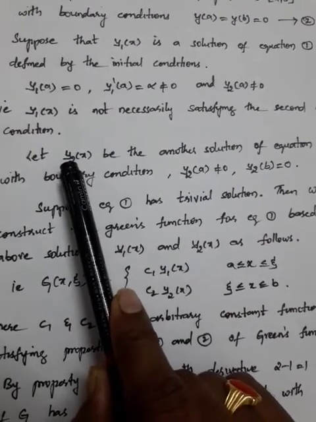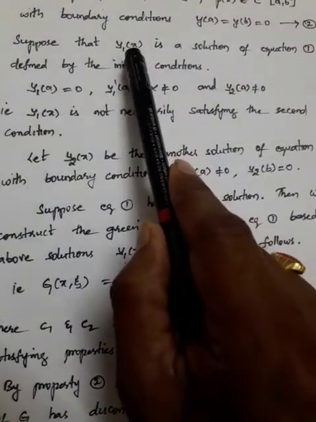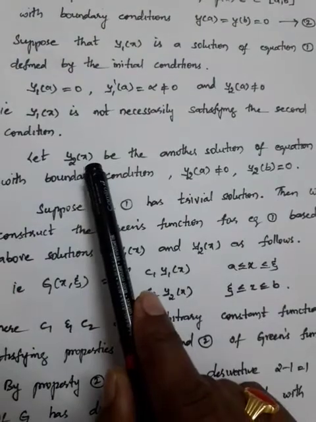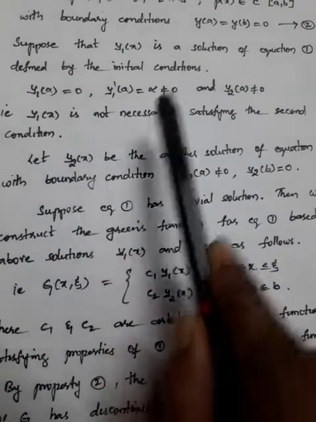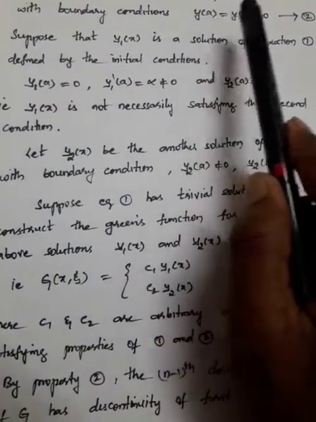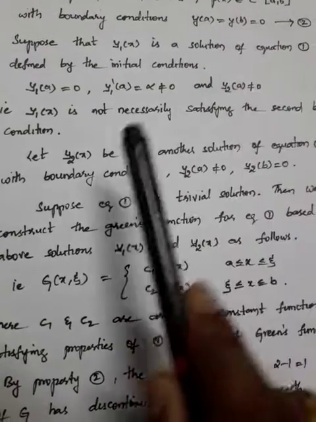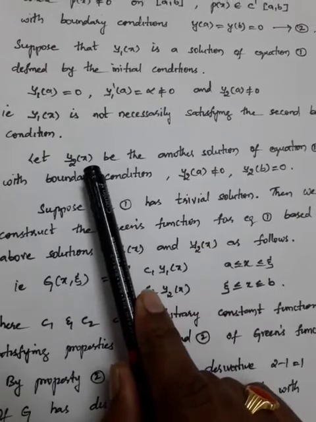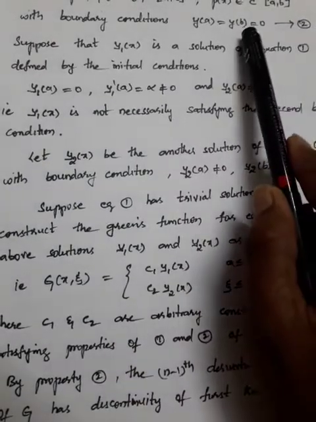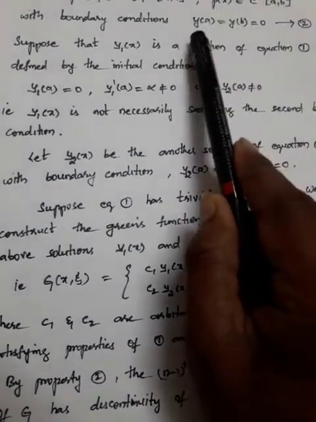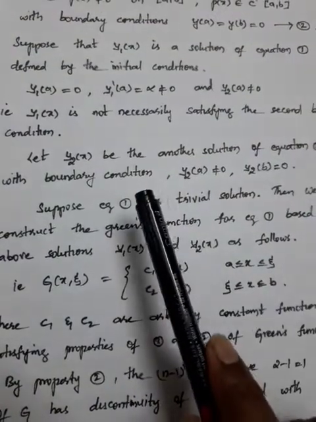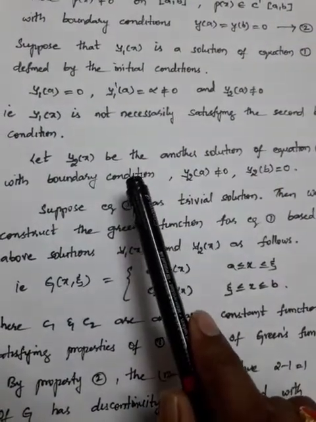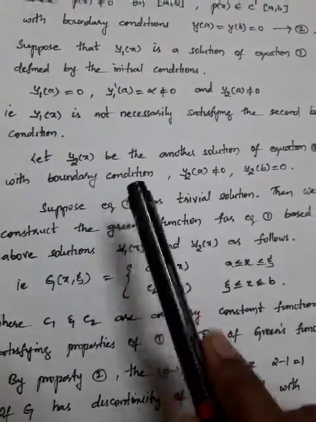You have to remember that the functions which you are taking are our assumption, in such a way that one condition will be satisfied and the other condition will not. In a similar manner, the second solution is also considered such that the second boundary condition will be satisfied, but the first boundary condition will not. This is how you have to consider the solutions.